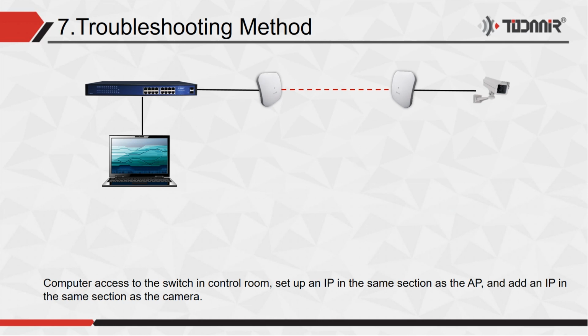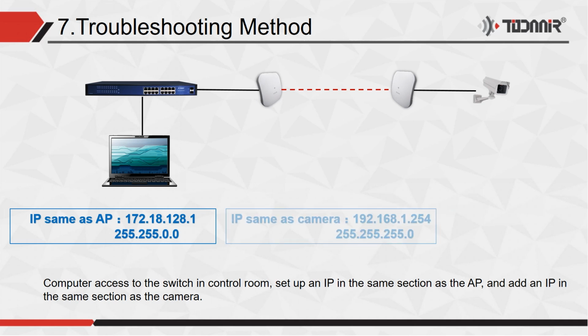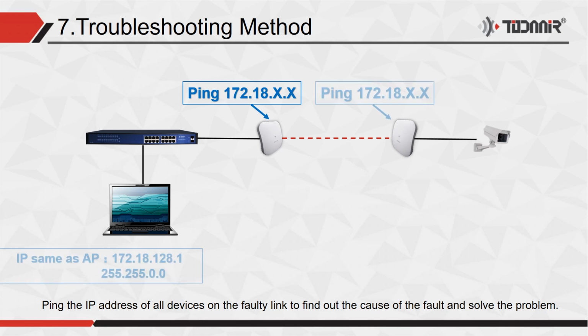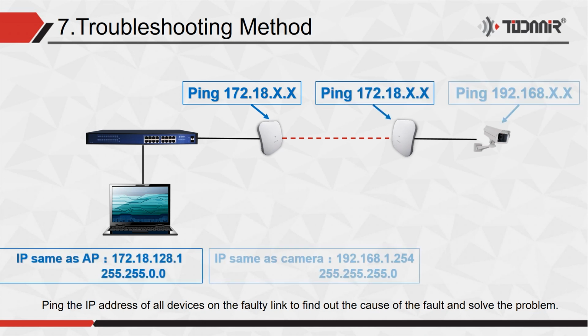Computer access to the switch in the control room. Set up an IP in the same section as the AP, and add an IP in the same section as the camera. Ping the IP address of all devices on the faulty link to find out the cause of the fault and solve the problem.